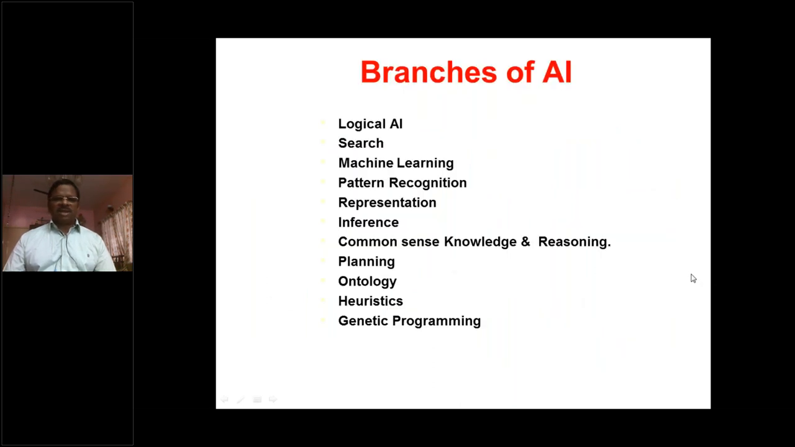The branches of AI. Next, we discuss logical AI. What is logical AI? Search, machine learning, pattern recognition, how we represent our information, inference theory, common sense knowledge and reasoning, planning, ontology, heuristics, genetic programming. These are some subtopics of AI.